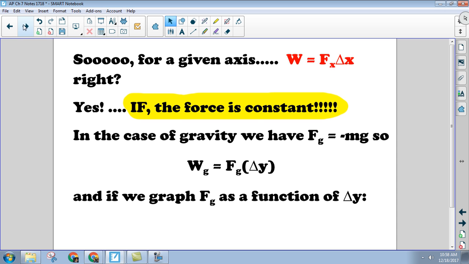All right? So remember, for a given axis, so like suppose we're just talking about the x-axis. It turns out that the work done on that axis is equal to the net force along that, I shouldn't say net force, just the force that's acting along that axis, times the displacement along that axis.